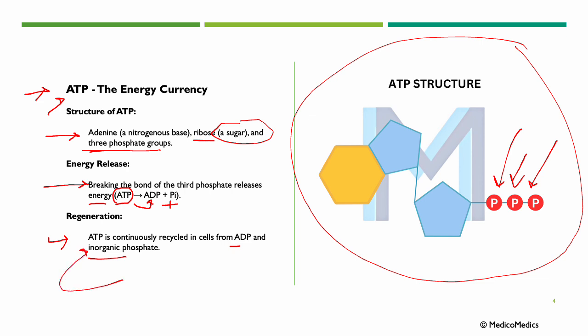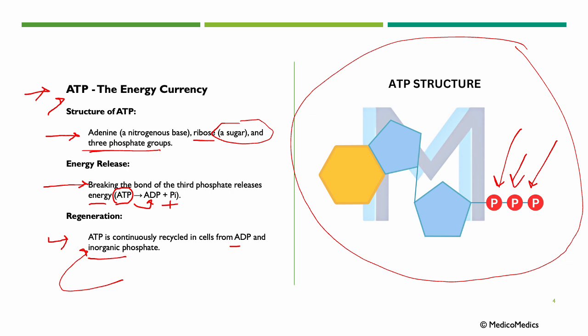So the synthesis of ATP comes from ADP, adenosine diphosphate, and an inorganic phosphate combining to form ATP. Now, the process of producing ATP requires energy itself, which is provided by cellular respiration or other energy-generating pathways, some of which we will mention ahead, like glycolysis or oxidative phosphorylation, etc.